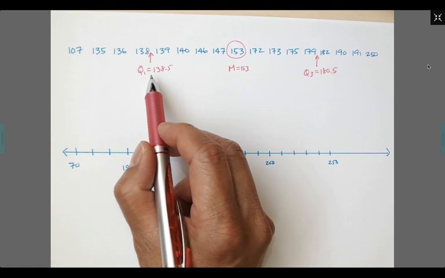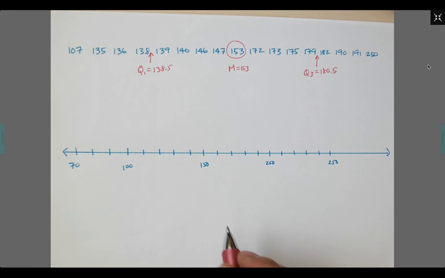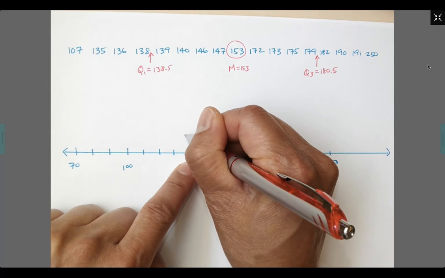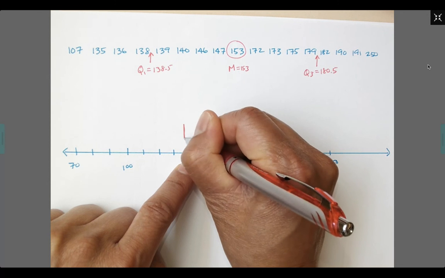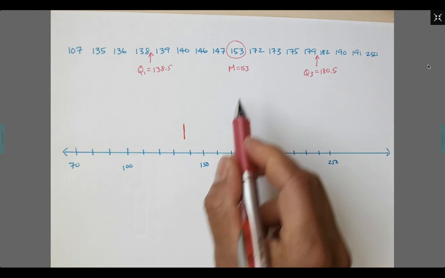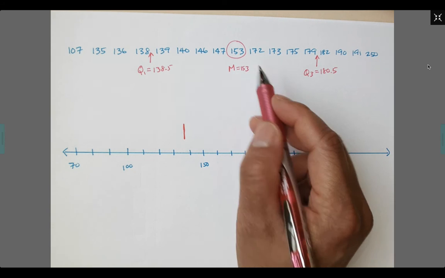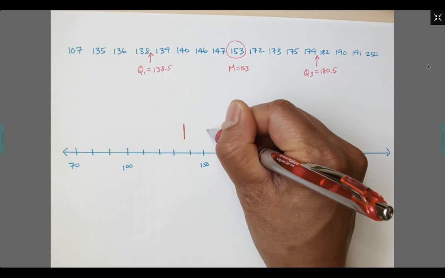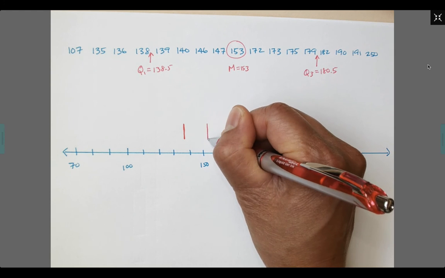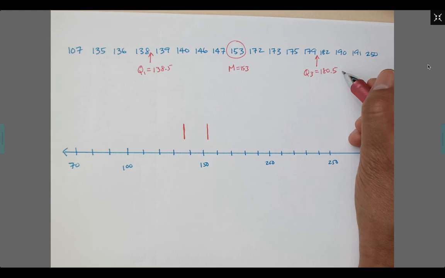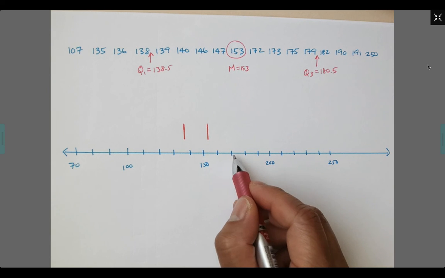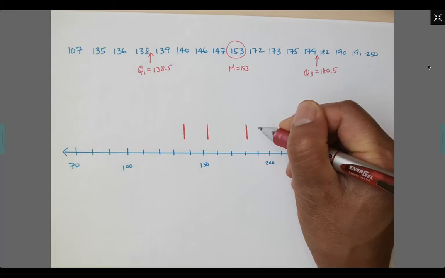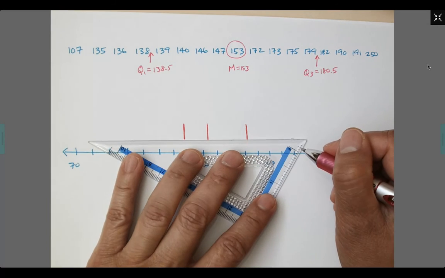Okay, so Q1 is at 138.5. So that's 10, 20, 30, 40, so it's pretty close to 140. So there is my Q1. My median is a little bit greater than 150, so 155 would be there, so a little bit less than that. So I don't know, something like that. Then my Q3 is at 180.5. So 50, 60, 70, 80, so just slightly higher than 180. Okay, then that is the box portion of my box plot.